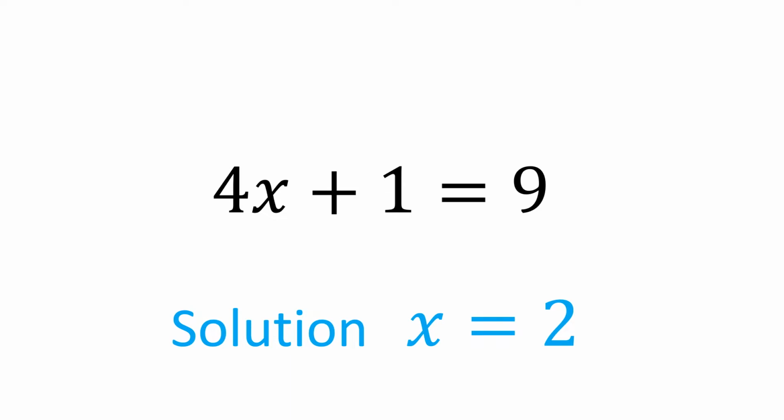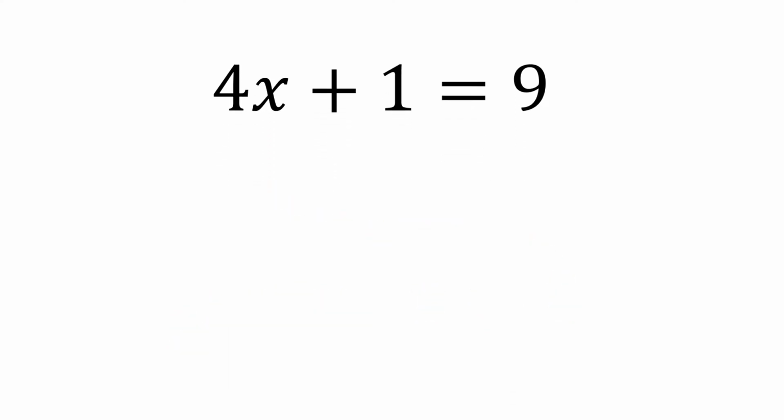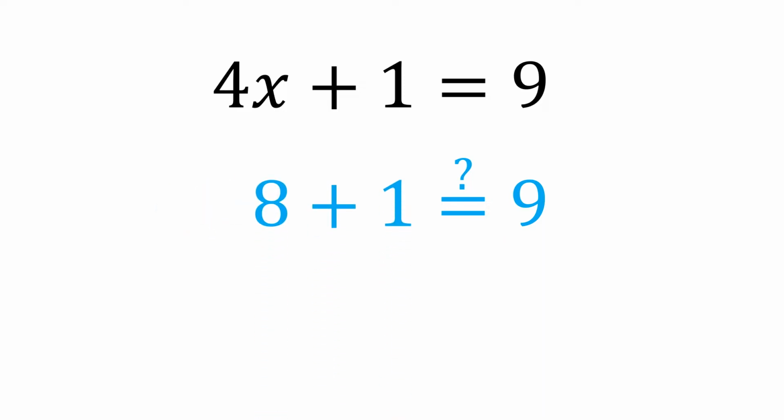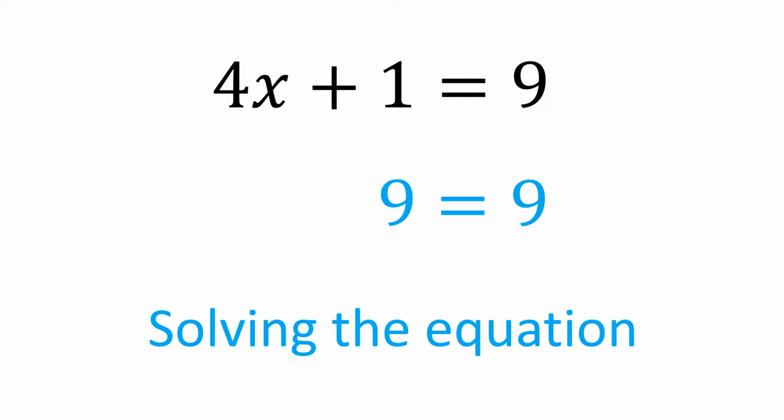To show this, let us substitute 2 to x. So we have 4 times 2 plus 1 equals 9. 4 times 2 is 8, so we have 8 plus 1 equals 9. And 8 plus 1 is equal to 9. So therefore, we see that 2 satisfies the equation. The process of finding the solutions of an equation is called solving the equation.